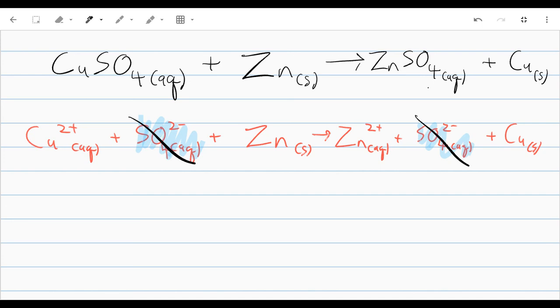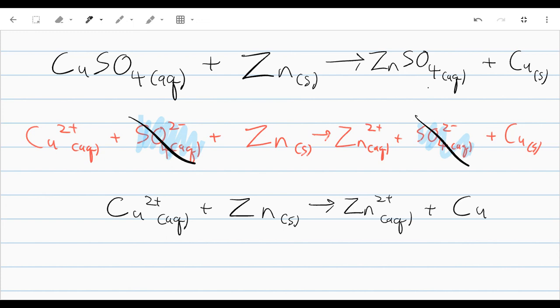Now I'm going to rewrite the equation without the spectator ion. So the net ionic equation for this reaction is Cu2+ (aqueous) reacts with solid zinc to become aqueous zinc ions and solid copper. So the net ionic equation is pretty simple. It just takes some practice to figure out.